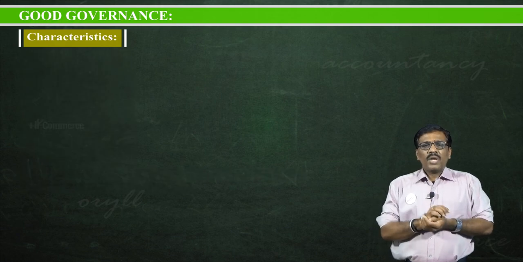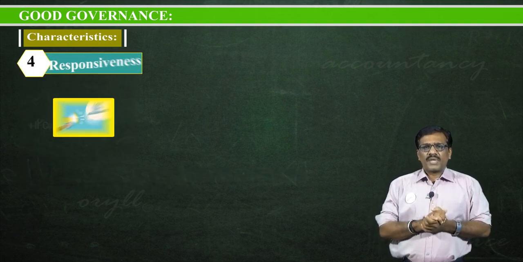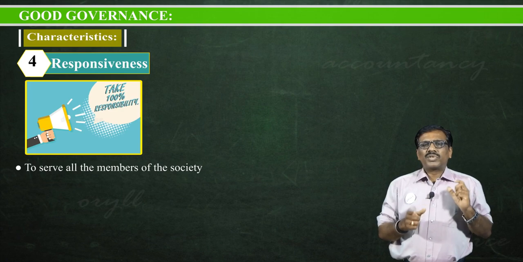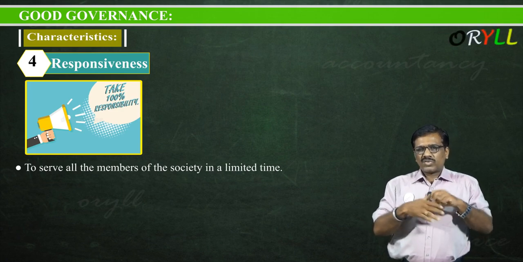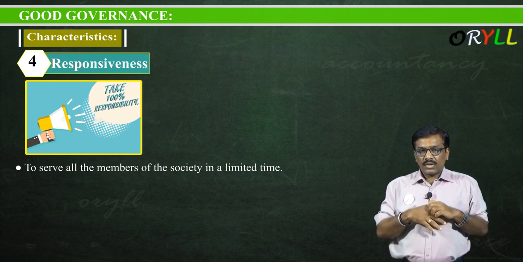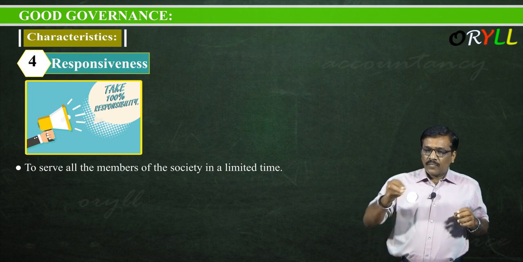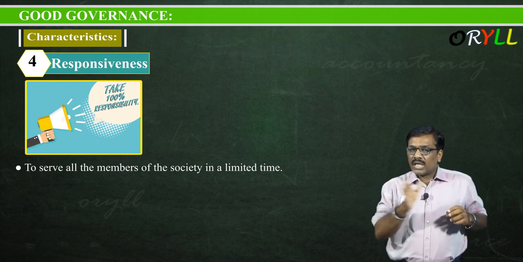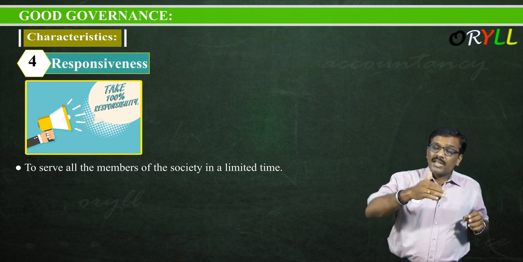Next, we'll see the fourth one, that is responsiveness. To serve all the members of the society in a limited time. See, just now I have given an example of a collector and all. You have to serve everyone, you should not leave anyone, but that should be within a limited time.